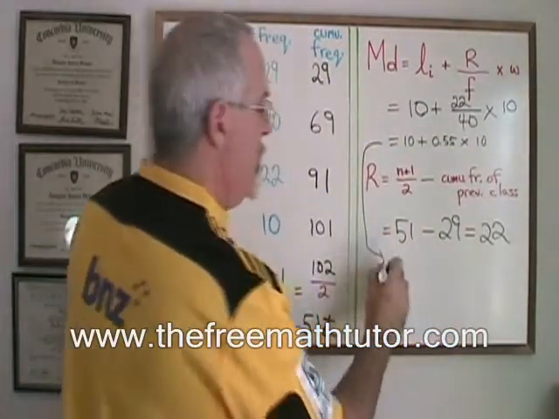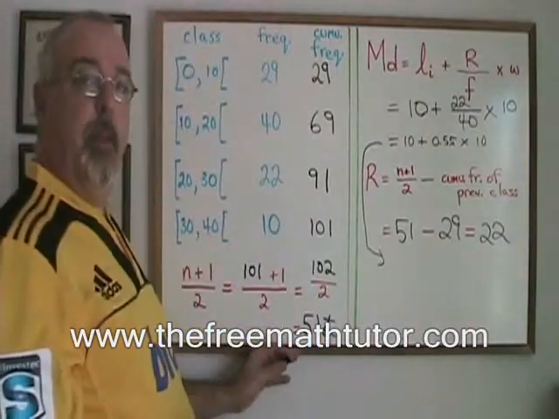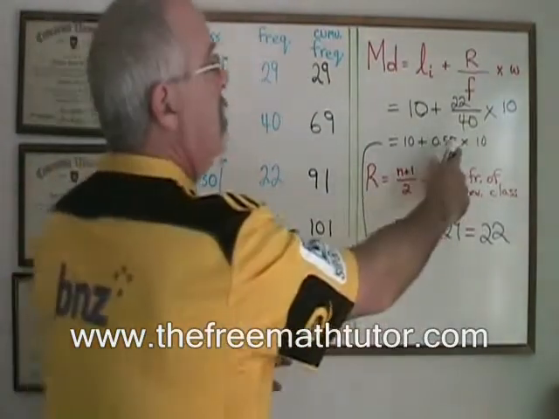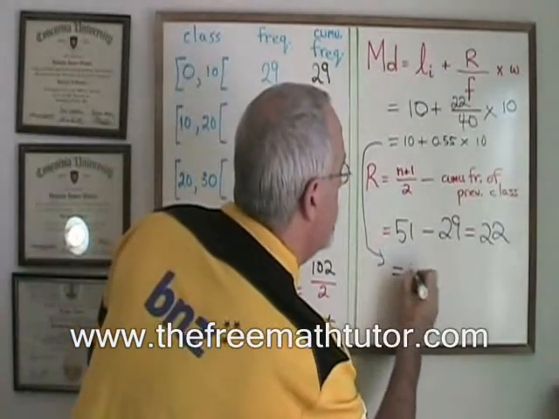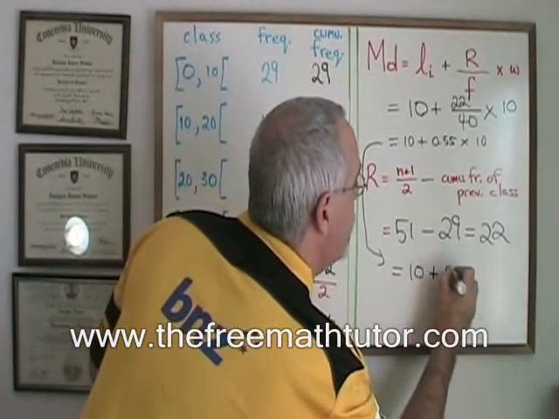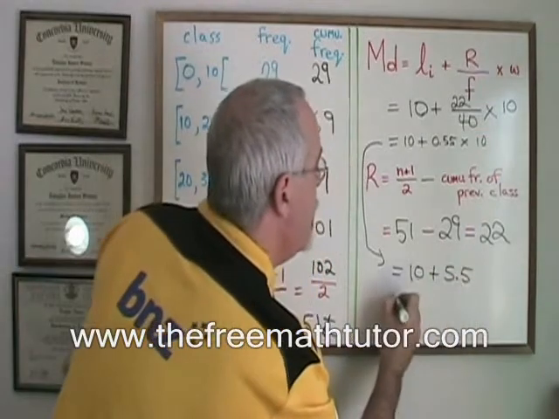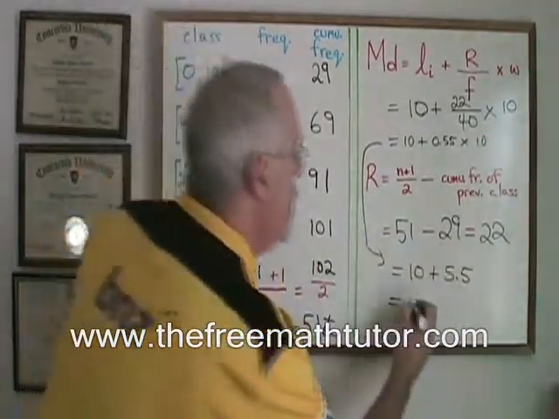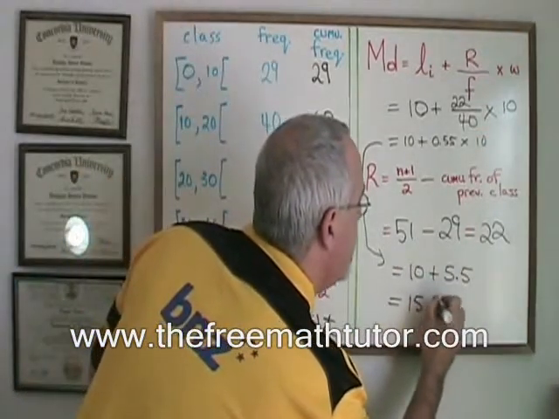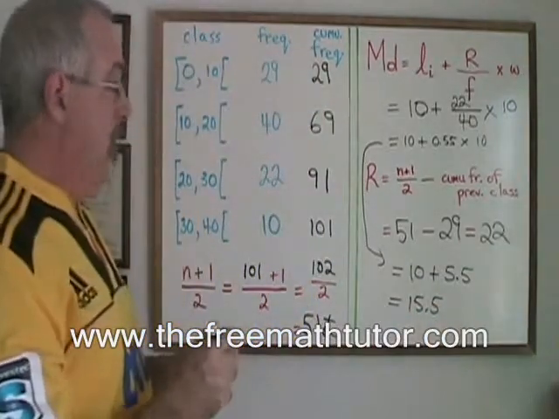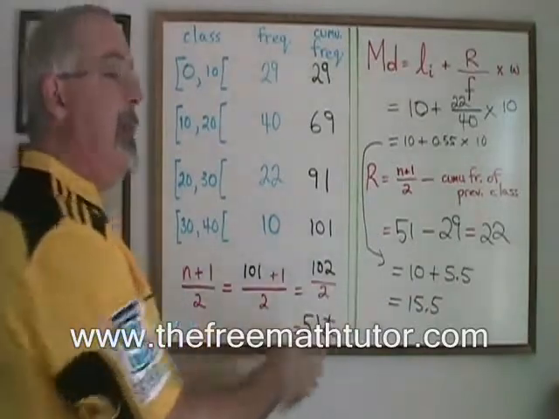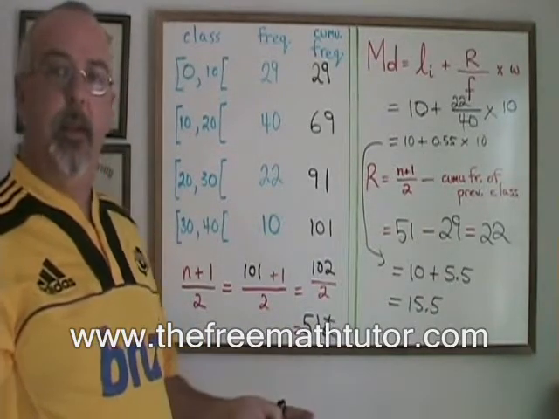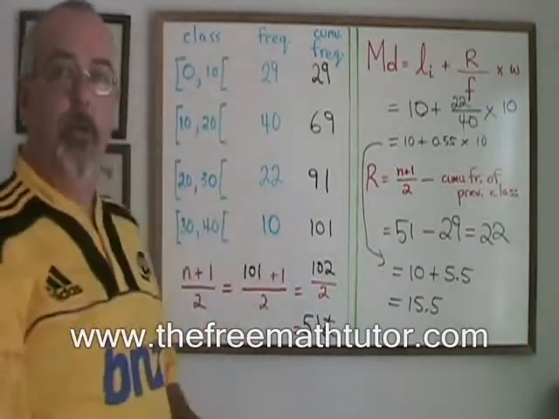I'm going to move down here to finish off my calculations. The next thing that I have to do is this multiplication. 10 times 0.55 is equal to 5.5. And finally, 10 plus 5.5 is 15.5. So our median for this data is 15.5. And we could say 15 and a half years is the median length of marriage for these 101 couples.